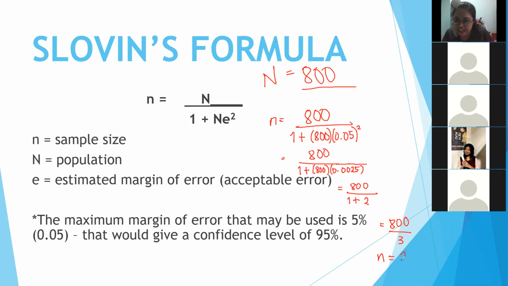Ang answer dira sa calculator, 266.6666 and so on. Now, remember class nga mag-interview ka. Dili ka pwede mag-interview og 0.66 nga tao. So, kailangan mag-round off jud ka. So, 267.